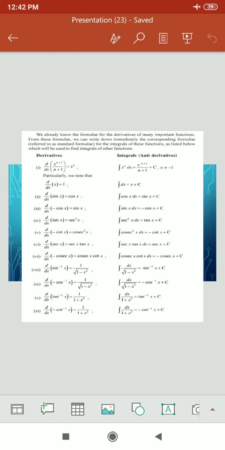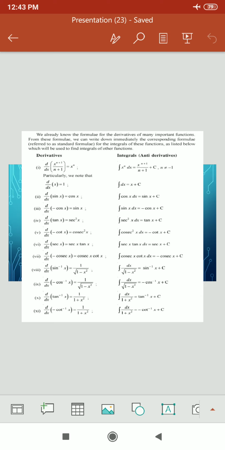Similarly, d by dx of sine x is cos x, that means integral of cos x is sine x plus c. Differentiation of minus cos x is sine x, that means integral of sine x is minus cos x plus c. Derivative of tan x is sec square x, implies integral of sec square x is tan x plus c. Derivative of minus cot x is cosec square x, implies integral of cosec square x is minus cot x plus c. d by dx of sec x is sec x tan x, implies integral of sec x tan x is equal to sec x plus c.